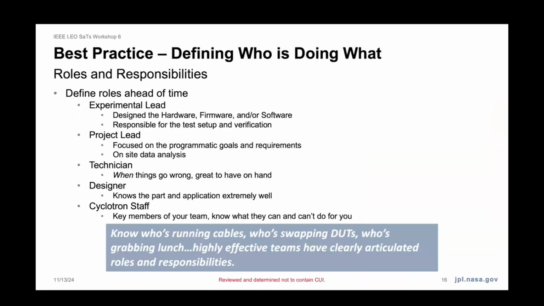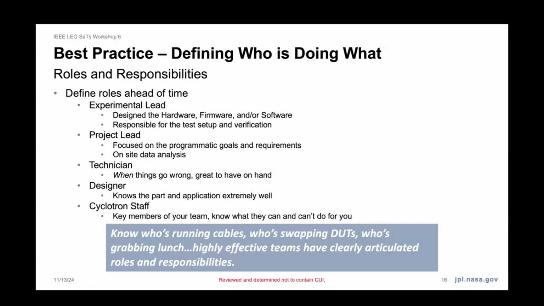I mentioned roles and responsibilities earlier. It's really important to know who's doing what, right? And so here's a typical set of roles. Your team may have all of these, may have none of these, but this is kind of how I think about things. You have an experimental lead. This is typically the person who designed the hardware, firmware, and/or software. They're responsible for the test setup. It doesn't mean no one else knows about the test setup, but there's a lead on that.